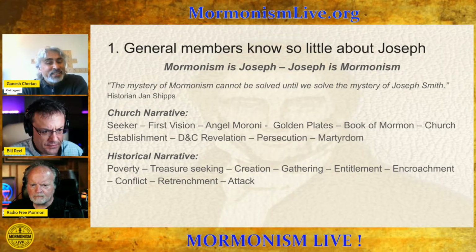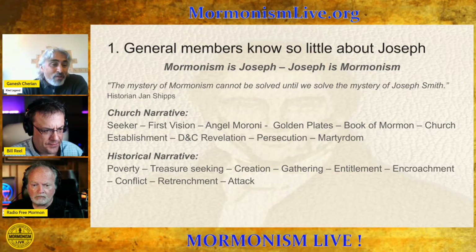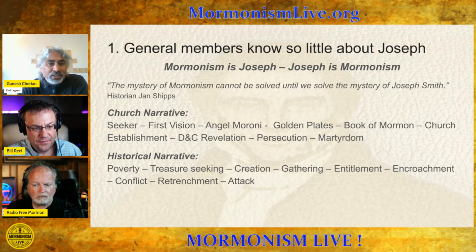That's the chronology that the church narrative is. But if you put it in its historical narrative, you see something quite different, and it kind of explains. Well, for me, it's a much more explanatory mechanism, and that is, Joseph is in great poverty. Treasure seeking is a way to try and alleviate that. It turns into a creation of a literary work like the Book of Mormon. This creates a gathering. People gather on the basis of his ideas, and this morphs into entitlement.